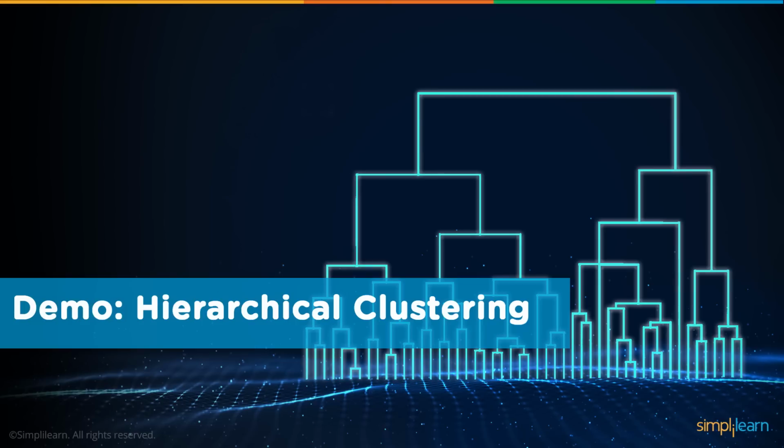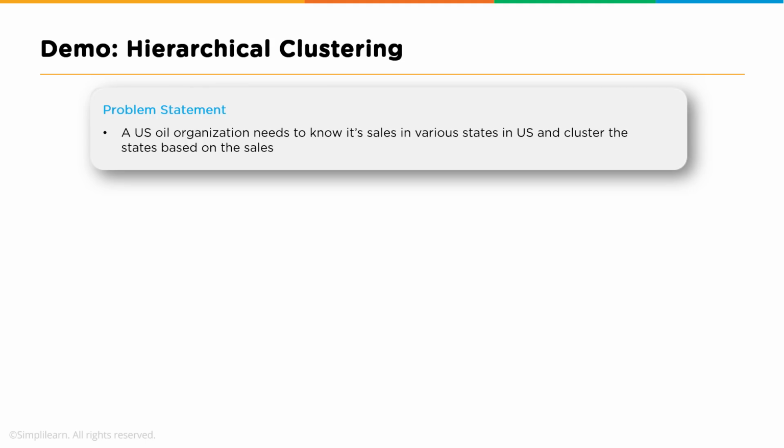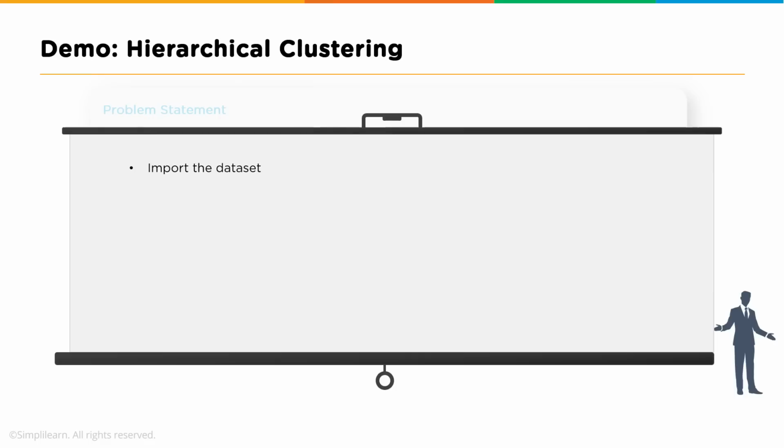So we've learned a little bit about the background and some of the math in hierarchical clustering. Let's go ahead and dive into a demo. Our demo today, for the problem statement, we're going to look at U.S. oil. A U.S. oil organization needs to know its sales in various states in the U.S. and cluster the states based on the sales. So what are the steps involved in setting this problem up? The steps we're going to look at are really useful for just about any processing of data, although I believe we're going to be doing this in R today.